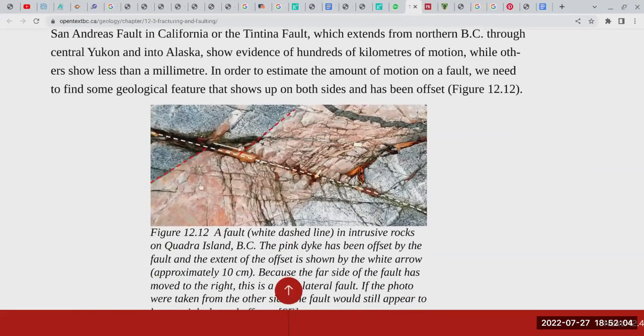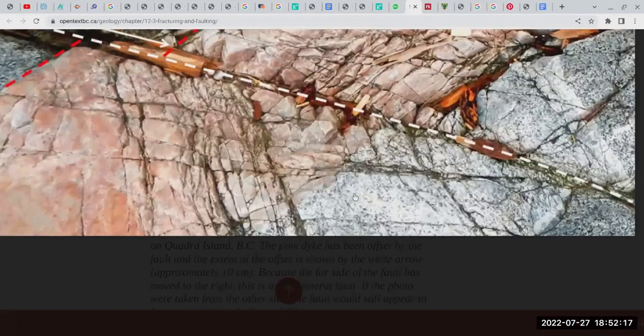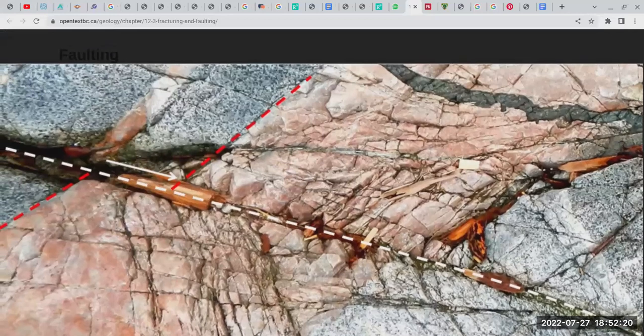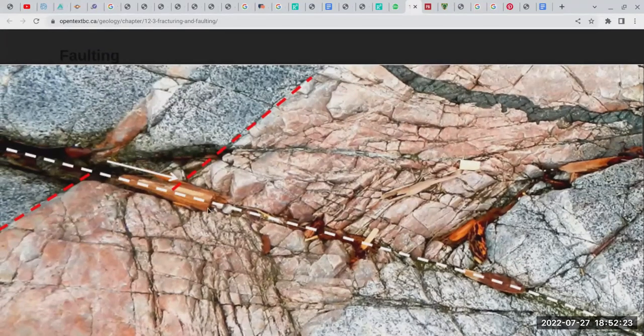It says a fault is being shown by the white line. This is a fault. This is my fault line. Everybody can see this? Can you see the amount of displacement that took place from this fault? The red lines, and you see this white line here? The white line is the distance between these two red dotted lines. So this is the amount of displacement that took place with this fault.